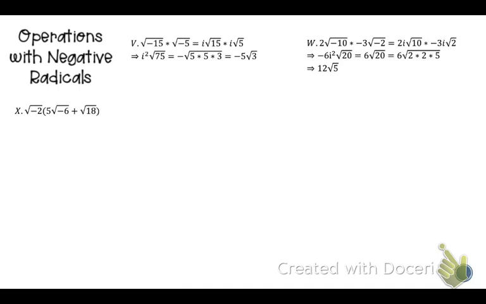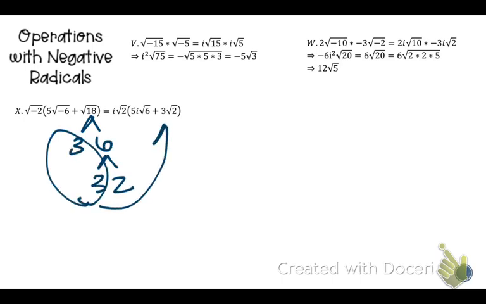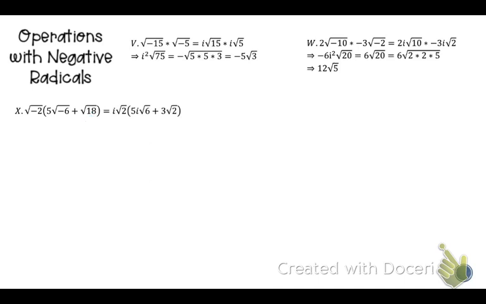Okay, this one, pull out i's first. So that's going to be i square root of 2 times 5i square root of 6 plus, and then break down, I broke down this 18, because 18 is 3 times 6, which is 3 times 2. So that's where that came from. And then we can distribute in here.